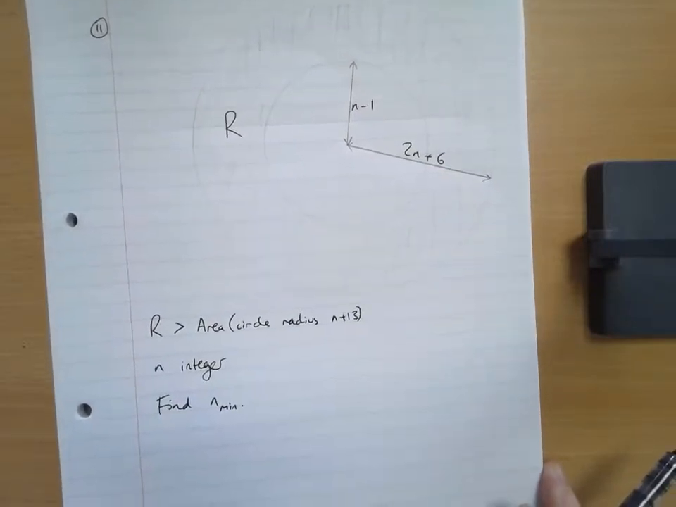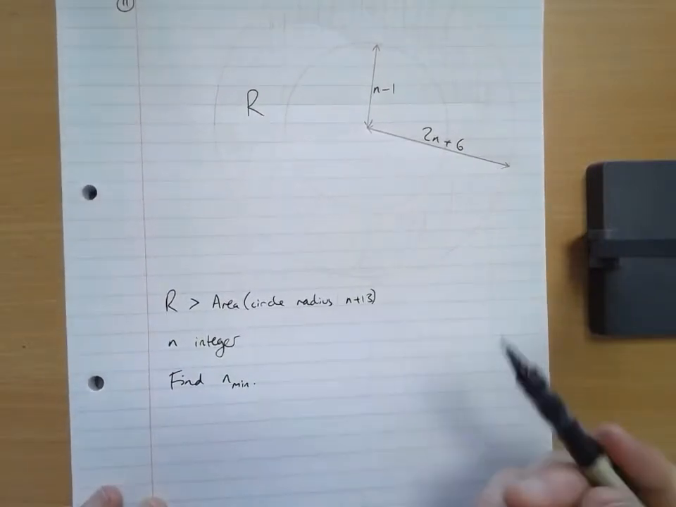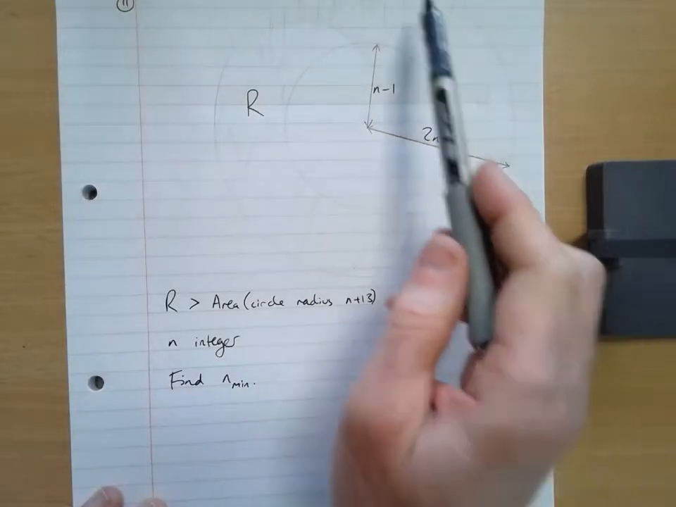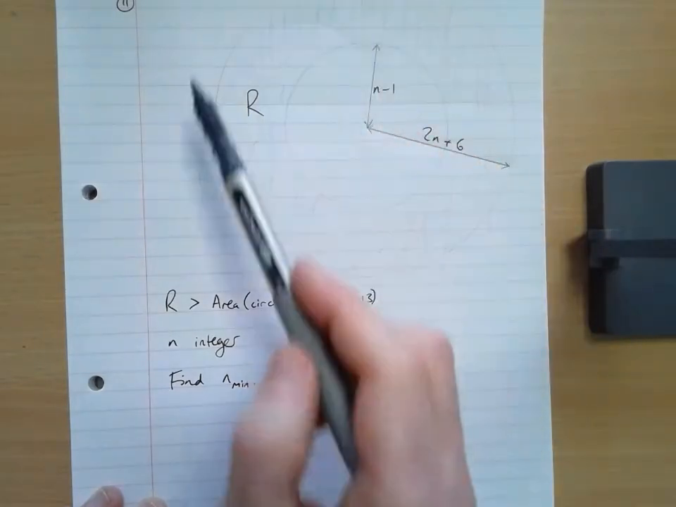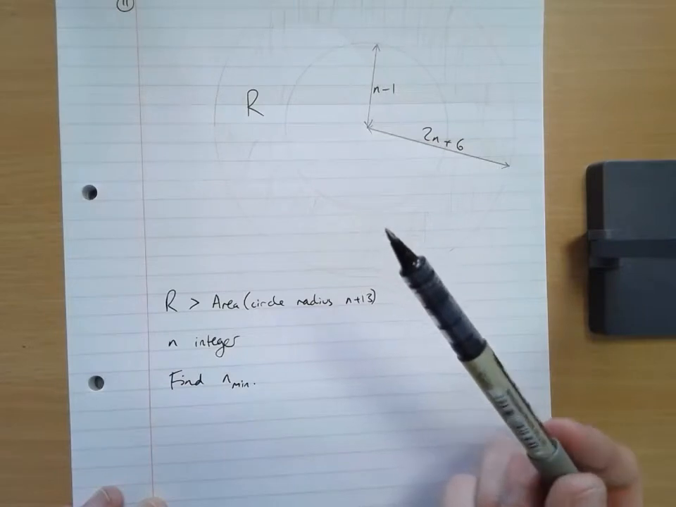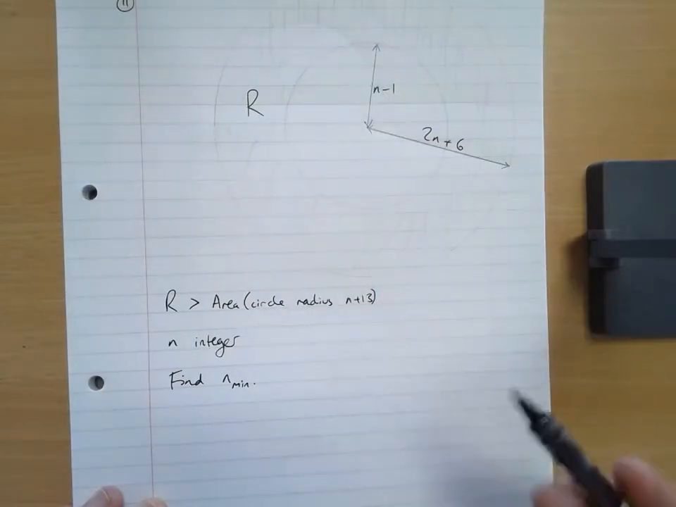Okay, so where are we going to start? Well, clearly areas of circles are involved here, so let's start by finding the area of the inner circle and the area of the outer circle. We can then subtract one from the other, and we've got the area R.